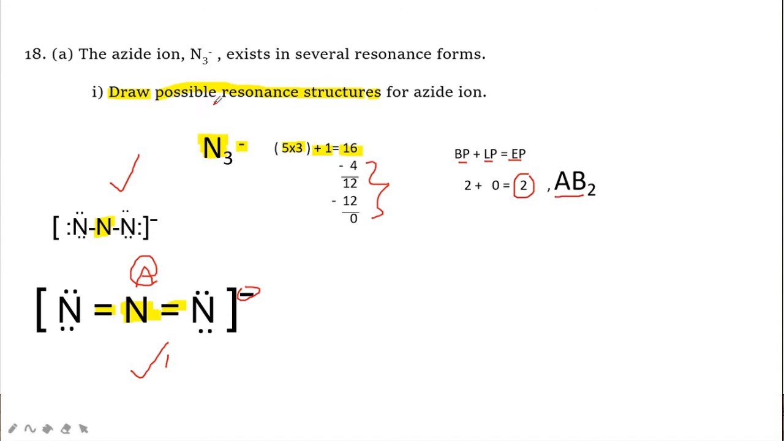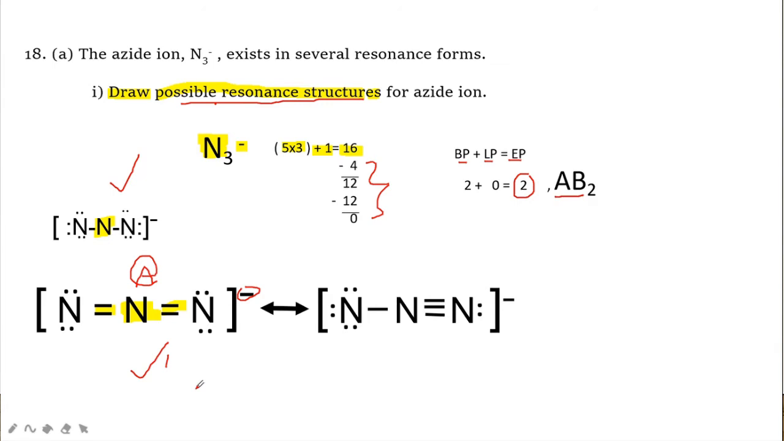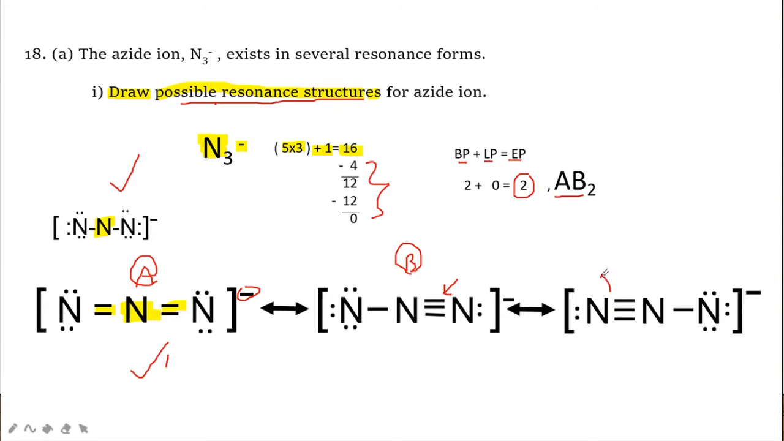Mark number 2: we have to find the possible resonance structures for the azide ion. This is structure A. By using a double headed arrow, make sure to remember using the double headed arrow to determine possible resonance structures. The second structure is using a triple bond. I will name it as structure B, where the triple bond is at the right hand side. It also can be written at the left hand side, which is structure C. These two are different types of drawing, but they have the same value. So this is mark number 2: determine the possible resonance structures.